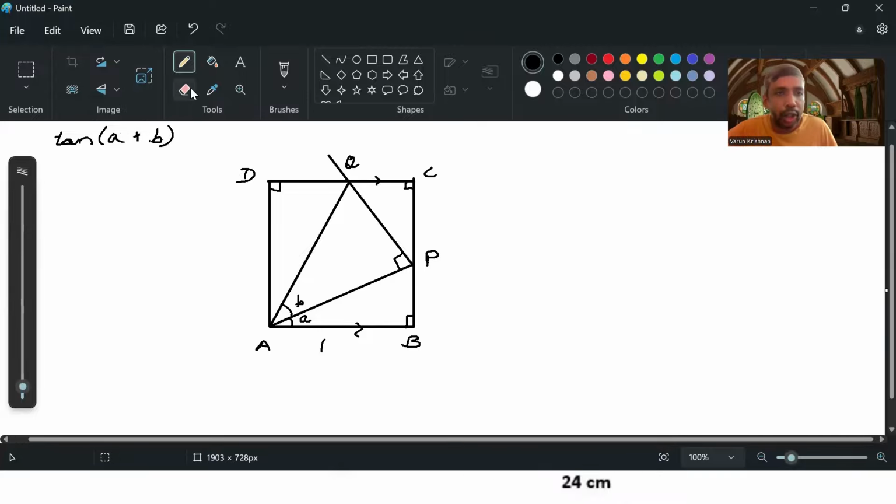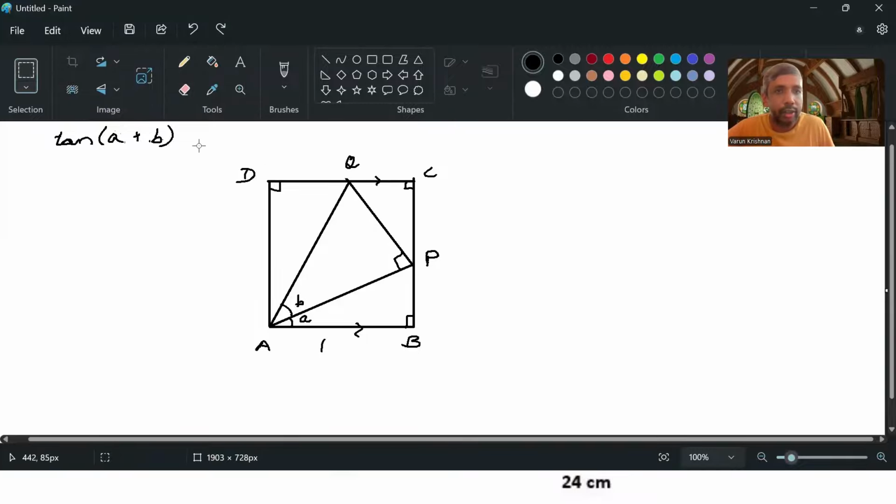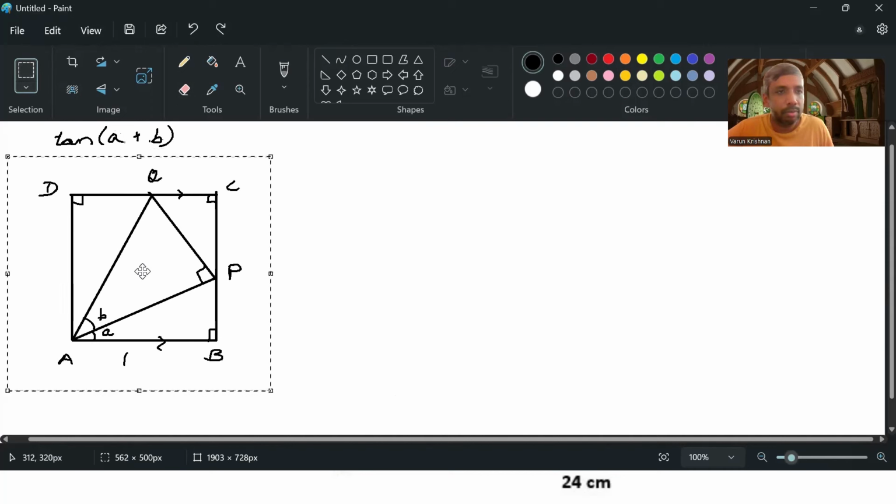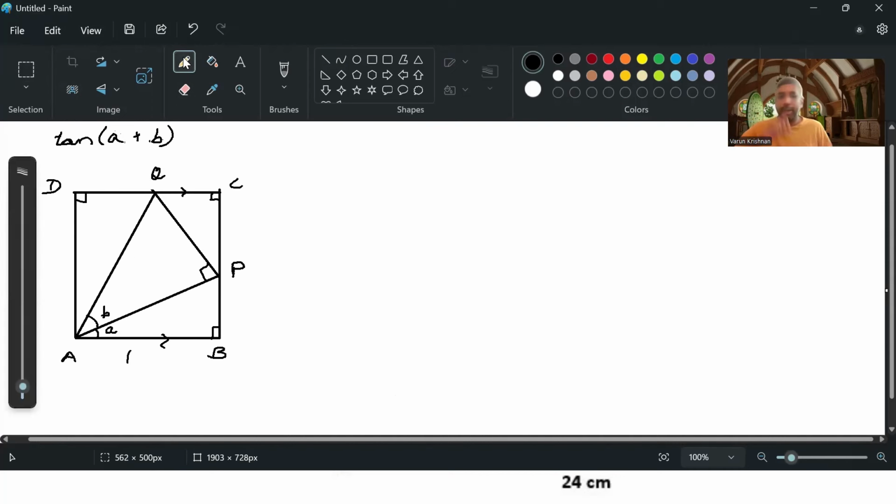So this figure is what I'm going to use to find the value of tan of angle a plus b. Let me keep this on the side so that there is no confusion with respect to the calculations that we are going to be doing from here on.